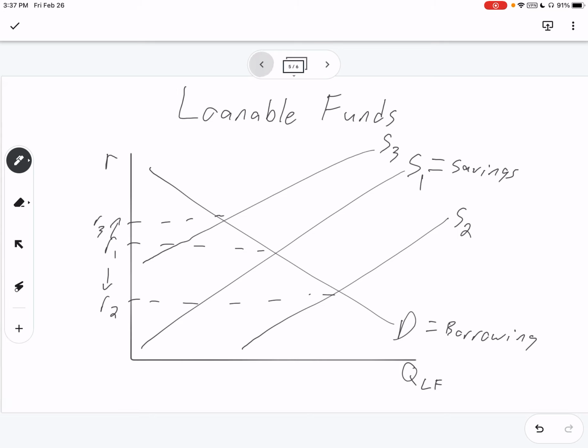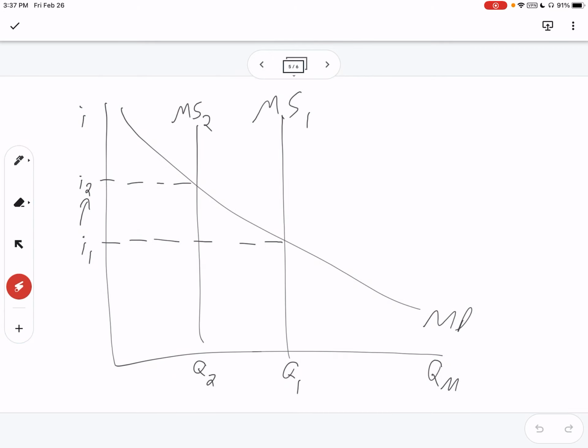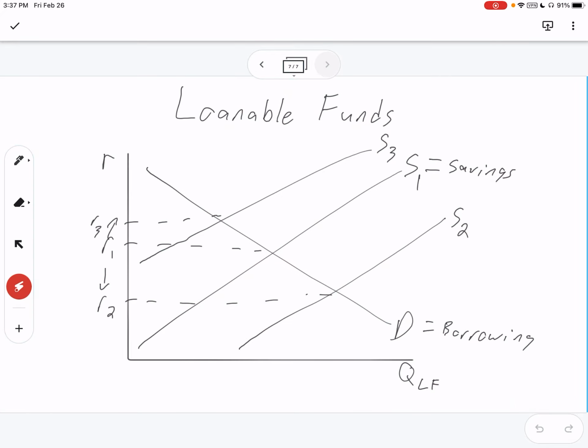And higher interest rates means less spending, more savings, right? This makes sense. I'm hoping so. All right. So this is the loanable funds graph. All right. I'm going to go through another graph here.